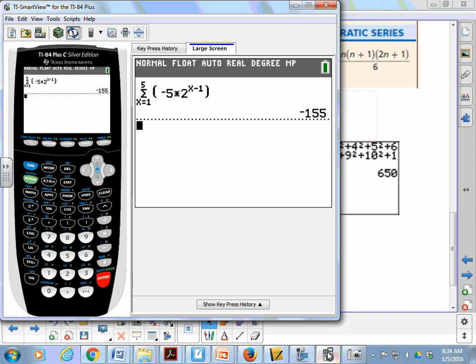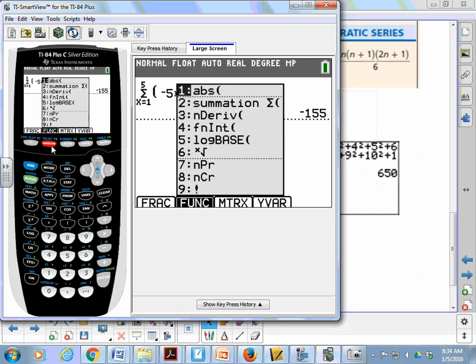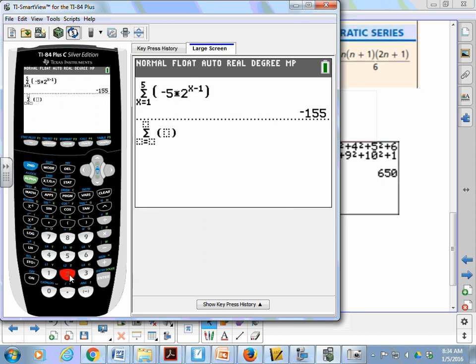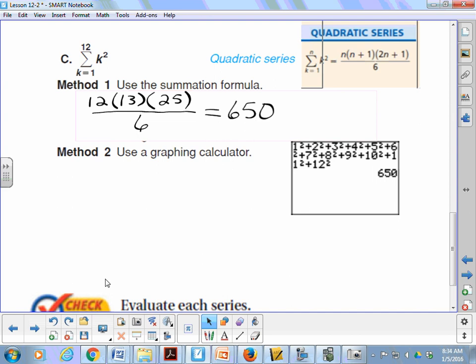Now also, if you've got the 84, you can go alpha window, and summation is the second one there. So we could plug in x goes from 1 to 12, and x squared, and get 650. So any of those methods will work for you.